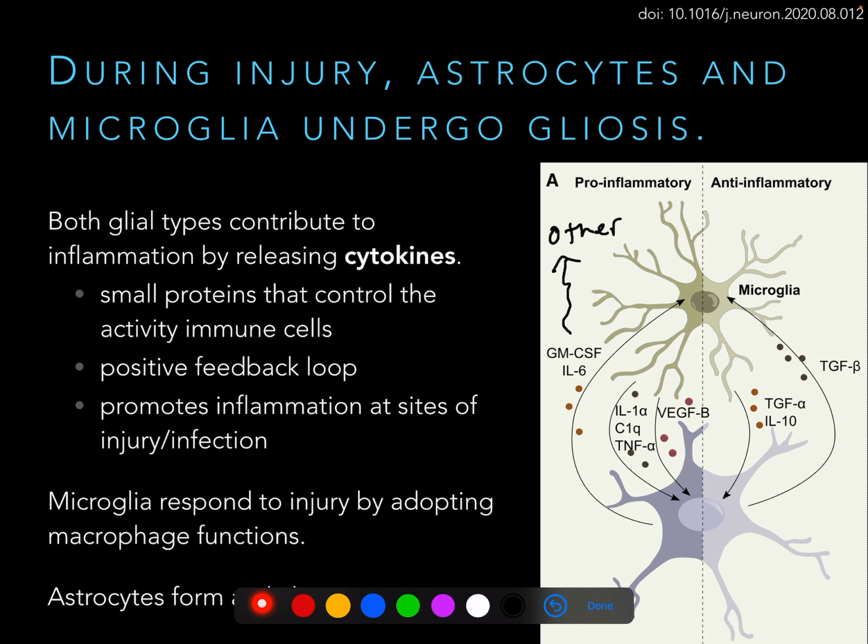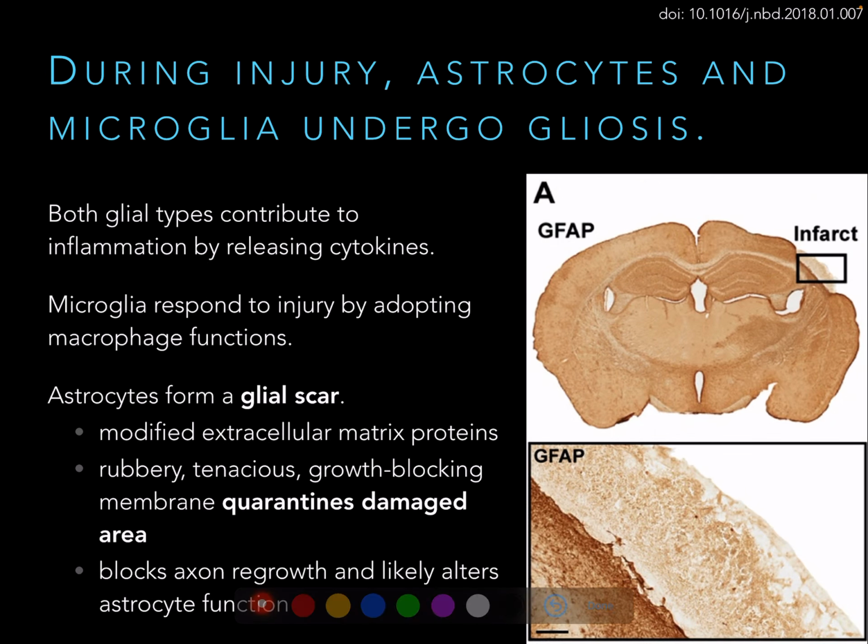Once we've turned on our microglia and astrocytes with this pro-inflammatory signaling, they do a couple different things. Microglia are there to act as macrophages. The astrocytes are there to quarantine the area, and they do that by forming the glial scar. This is the same GFAP from earlier, and what you'll notice is that around this site, here's where we have an infarct, an area of injury.